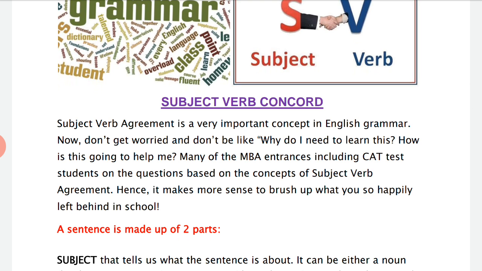Okay, now don't get worried, all of you, and don't think, why do I need to learn this? Of course you do need. How is this going to help me? Why should I learn the agreement of the subject and the verb? Because, let me tell you the reason. See, many of the MBA entrants, including GET test students, face questions based on the concepts of subject and verb agreement, right? So, even in your routine verbal communication in English, it is important for you to use the correct subject with the correct verb, right?